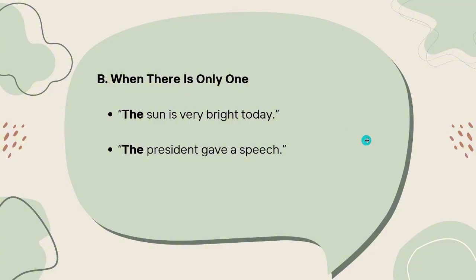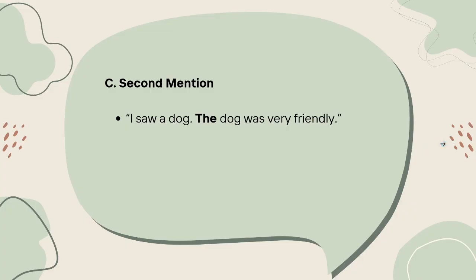The B case is when there is only one. The sun is very bright today. The president gave a speech. There is only one, the earth. Then the second mention: I saw a dog. The dog was very friendly. We mention a dog first, and then we already know which one it is.